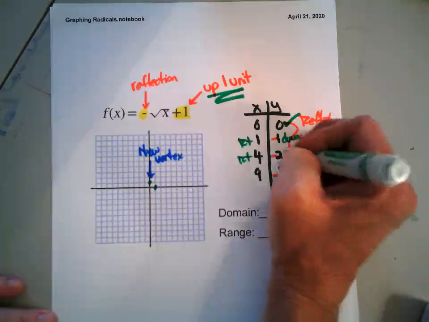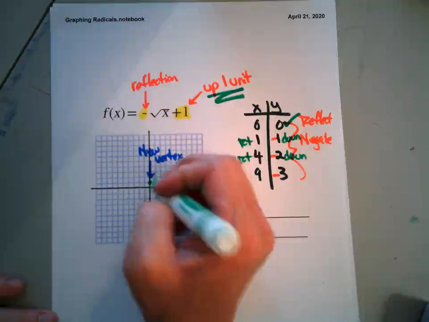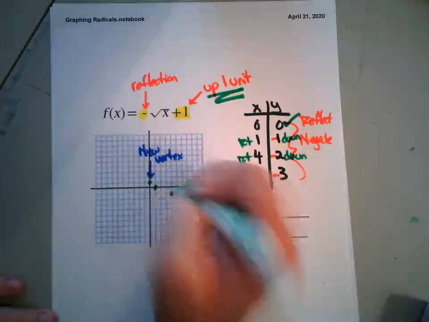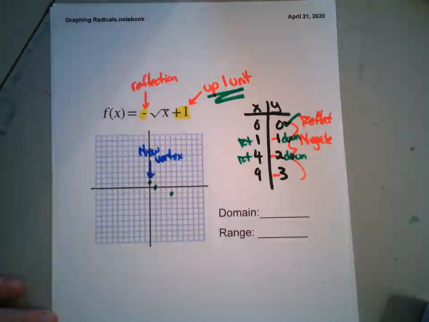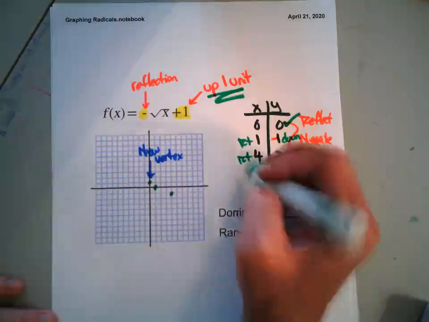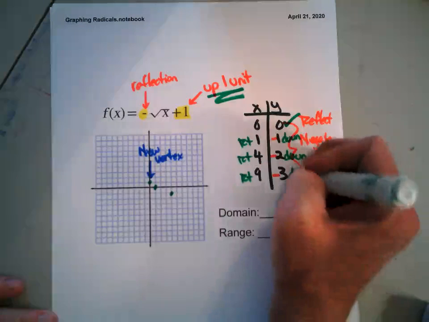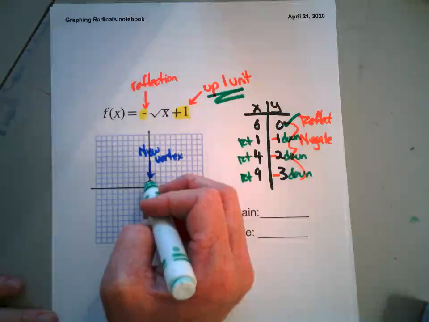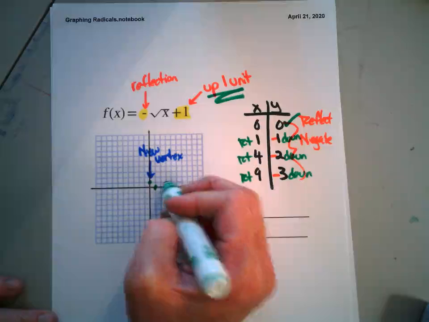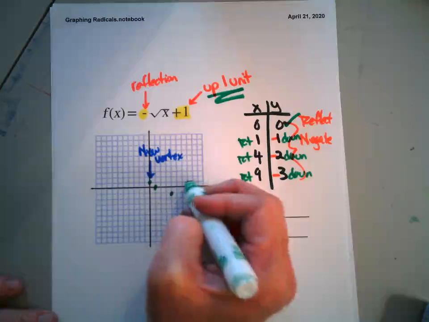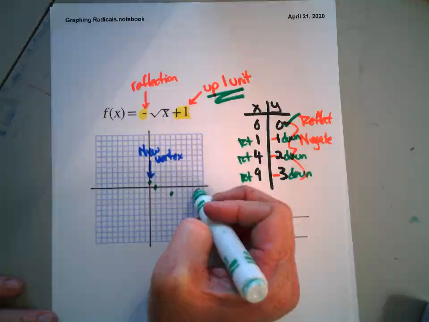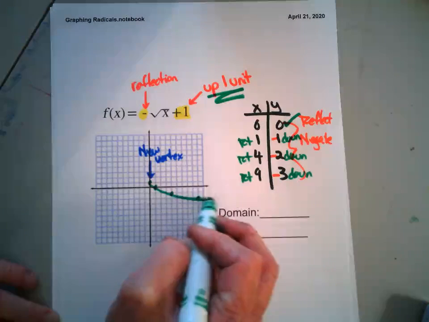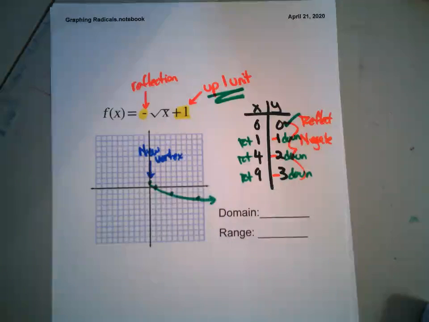Right 4, down 2. 1, 2, 3, 4, down 2. So hopefully you can start to see the square root function take shape. Right 9, down 3. So back to the new vertex. 1, 2, 3, 4, 5, 6, 7, 8, 9. 1, 2, 3. And so we connect the dots, and you got your square root function.